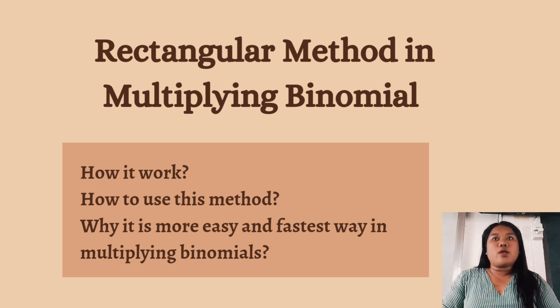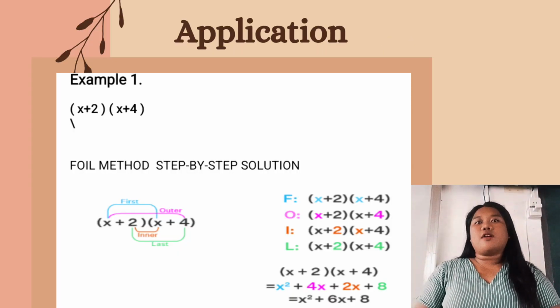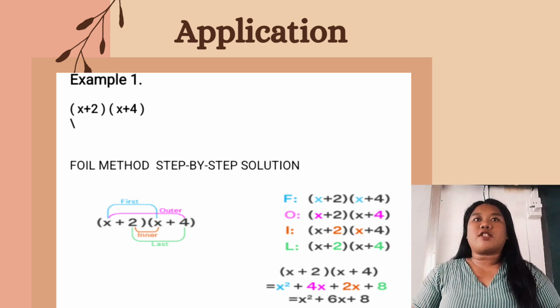And now I am going to explain to you the difference between the FOIL method and our newly created method, the rectangular method in multiplying binomials, and how I can say that this rectangular method is an easier way of multiplying binomials. So now let's try this given example. I have here the given x plus 2 times x plus 4.